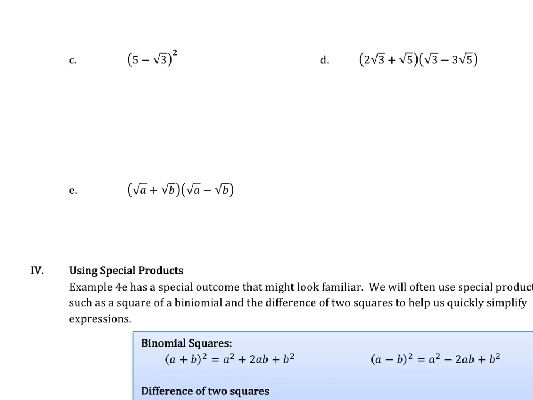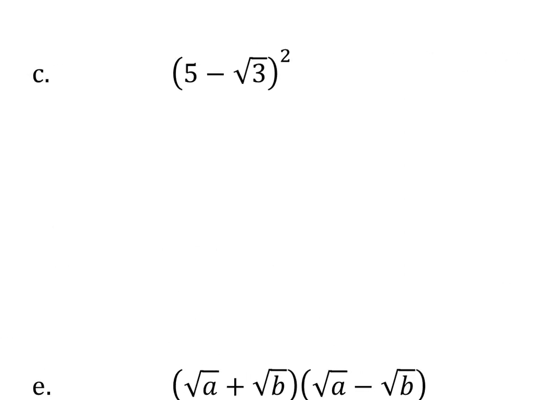Multiplying with two binomials, we get some interesting things happening here. Now, we've got a 5 minus the square root of 3 squared. Now, be careful. Do not just apply this here. We can't just square the 5 and square the square root of 3. You can't do that. Why not? Because this is minus. It's not multiplied. Okay? So this is a subtraction. Okay? Totally different story. All right?